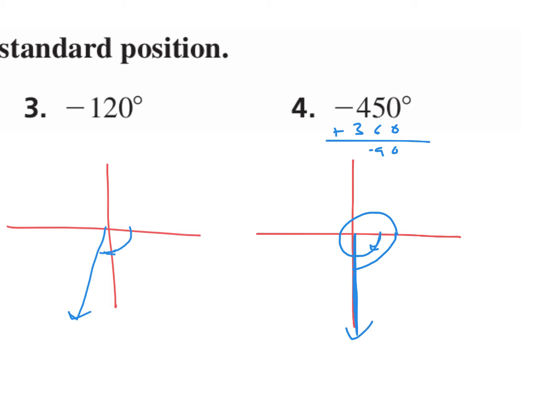So this would be like 90, 180, 270, and then 360. If we go the other way, so let's say we are looking at negatives, this would be negative 90, negative 180, negative 270, negative 360.